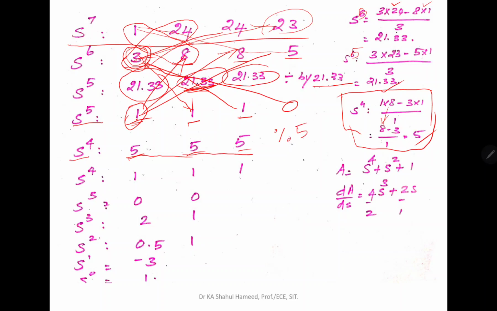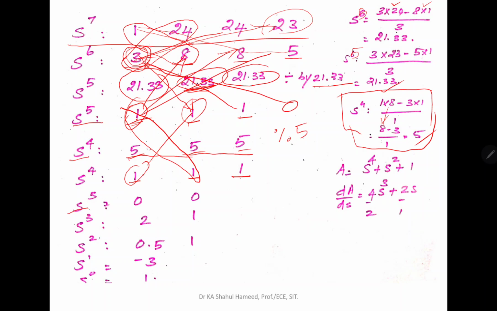We get S power 4 is equal to 1 1 1. Now we have to form the next row, that is S cube. Here, when we are finding S cube, first we have to multiply 1 and 1, divided by minus 1 into 1 by 1.